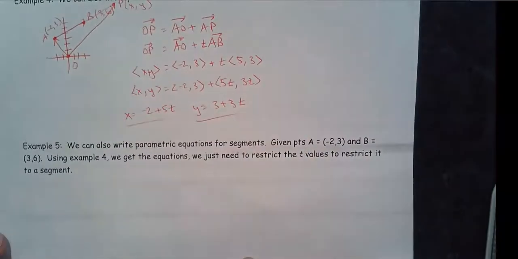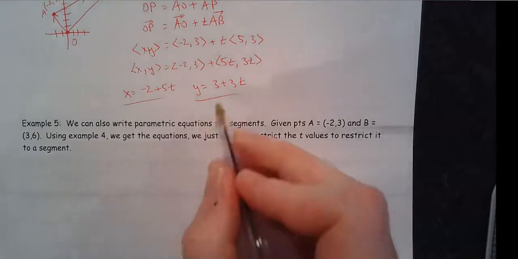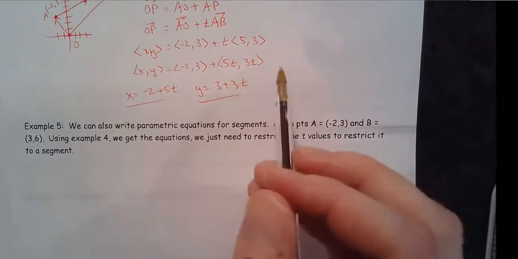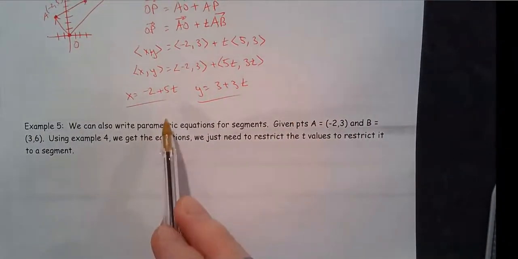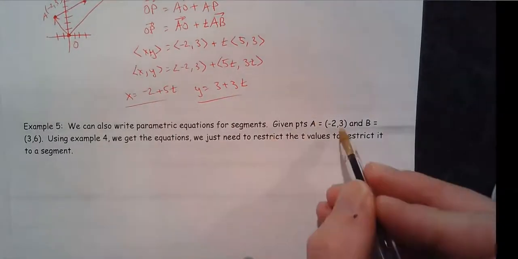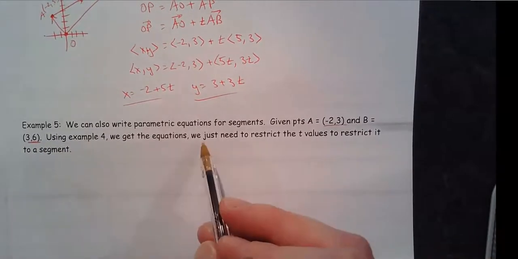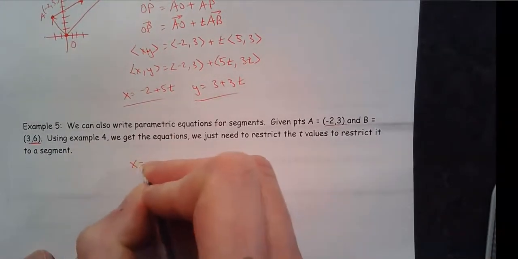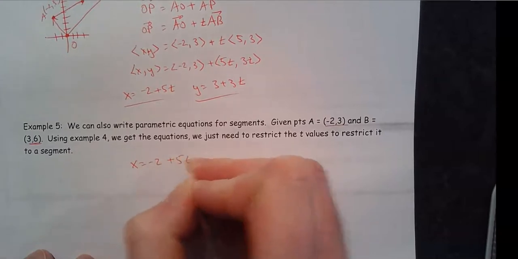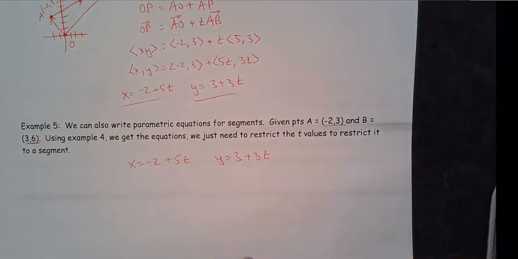Now what if I wanted to also write a parametric equation for a line segment? This is a line. It goes on forever. I didn't put any restriction on t. If you want to make it a segment, you just limit which t values you can plug in. I use the same points to keep this simple. So using example 4, the equations are x equals -2 plus 5t, y equals 3 plus 3t. And now we're just going to limit what t is.